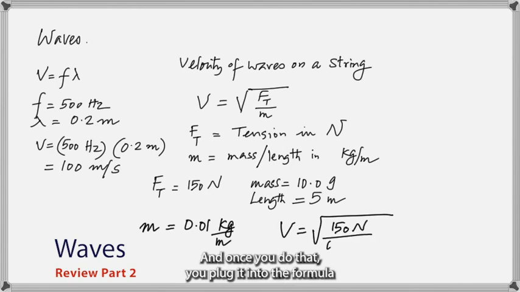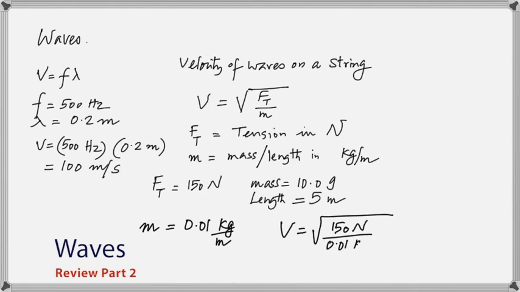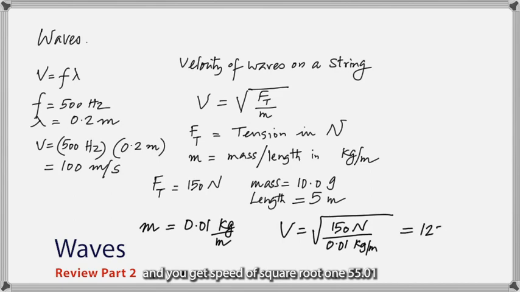And once you do that, you plug it into the formula and you get speed is square root of 150 by 0.01, which gives you 122 meter per second. It's as simple as that.